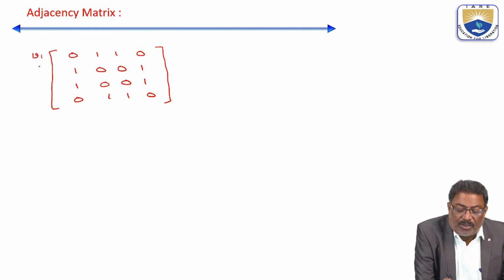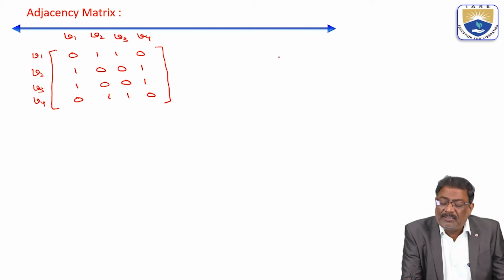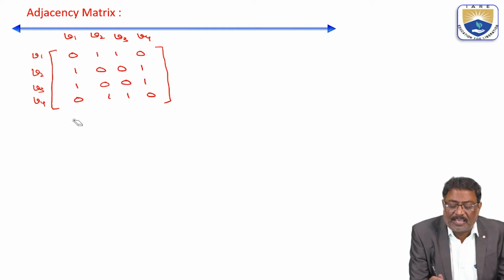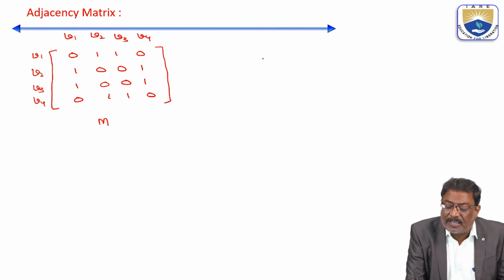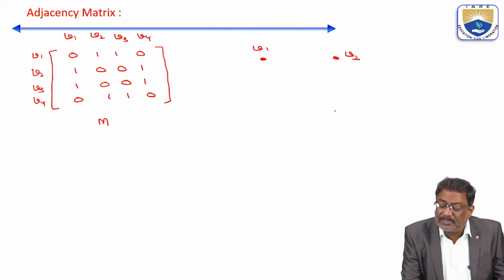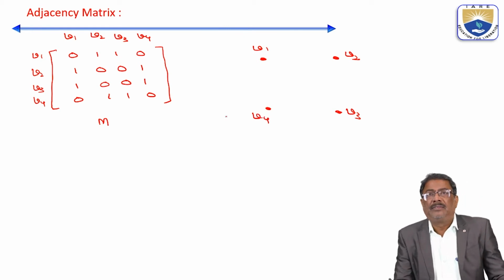So let us say V1, V2, V3 and V4, and similarly here V1, V2, V3, V4. I am going to consider the graph corresponding to this adjacency matrix. Let us call the matrix M, the adjacency matrix. For this, the corresponding diagram, I am just taking V1, next V2, next V3 and next V4, which I can place in any manner.